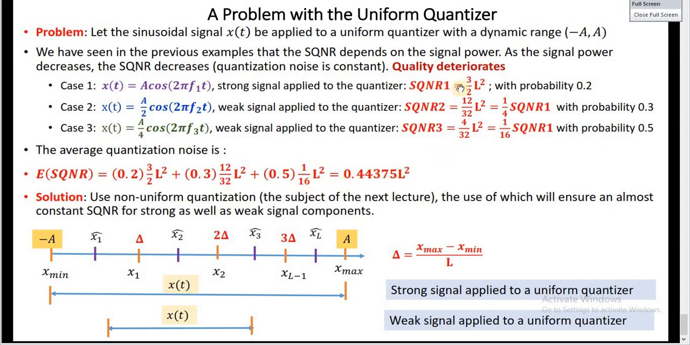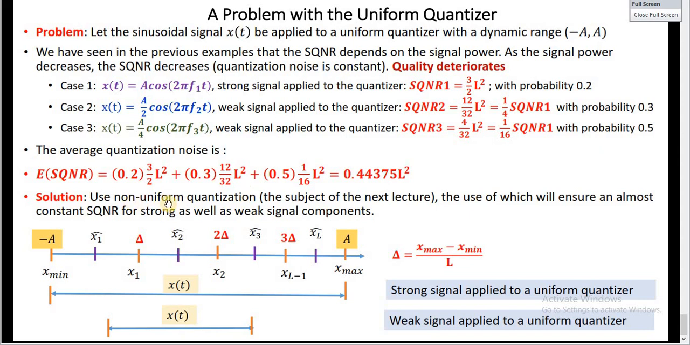It means that strong signals will suffer little distortion. However, weaker signals will suffer a large amount of distortion. So if the signal is weak 50% of the time, this means that the overall performance of the system will not be uniform across all signal levels, weak or strong.